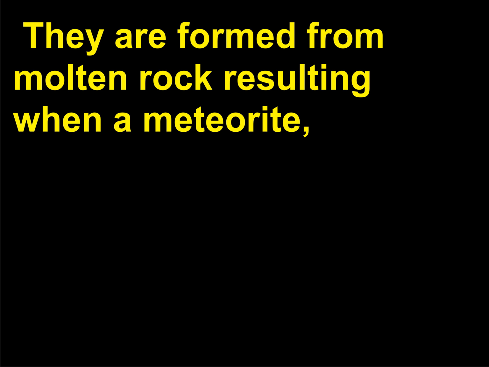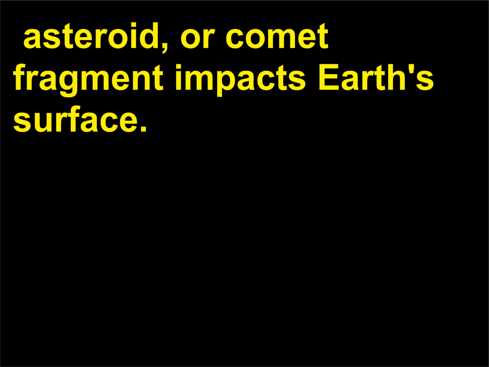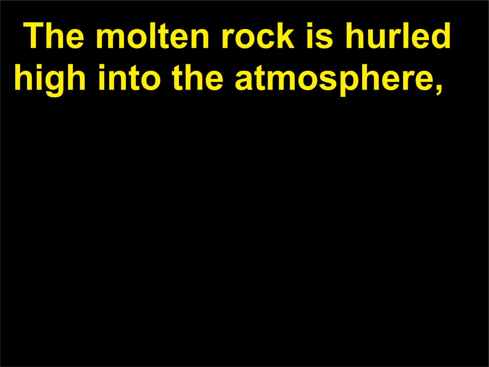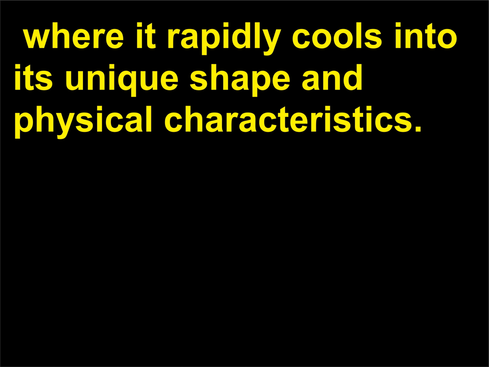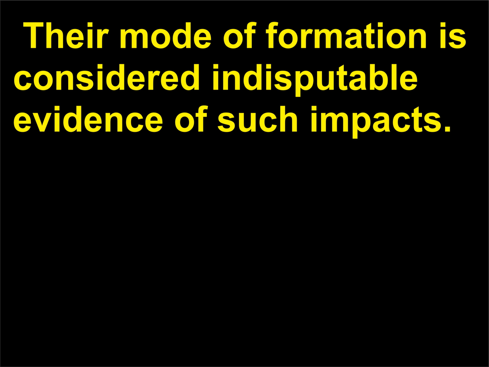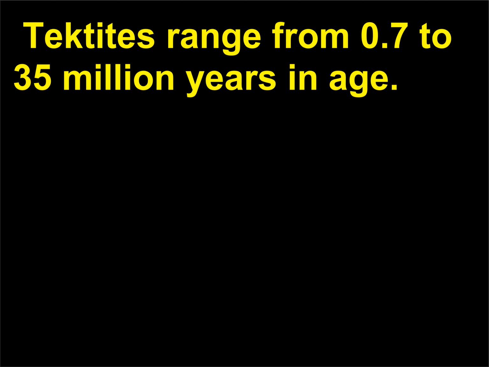They are formed from molten rock resulting when a meteorite, asteroid, or comet fragment impacts Earth's surface. The molten rock is hurled high into the atmosphere, where it rapidly cools into its unique shape and physical characteristics. Their mode of formation is considered indisputable evidence of such impacts. Tektites range from 0.7 to 35 million years in age.